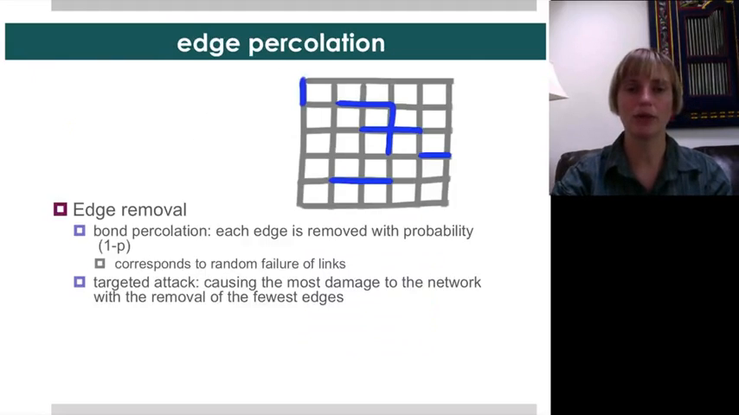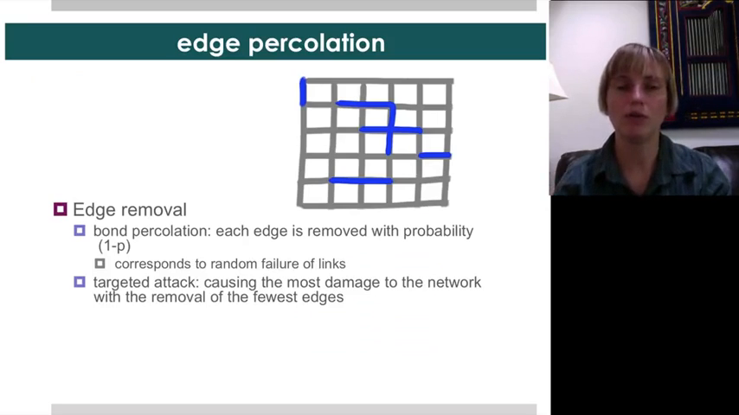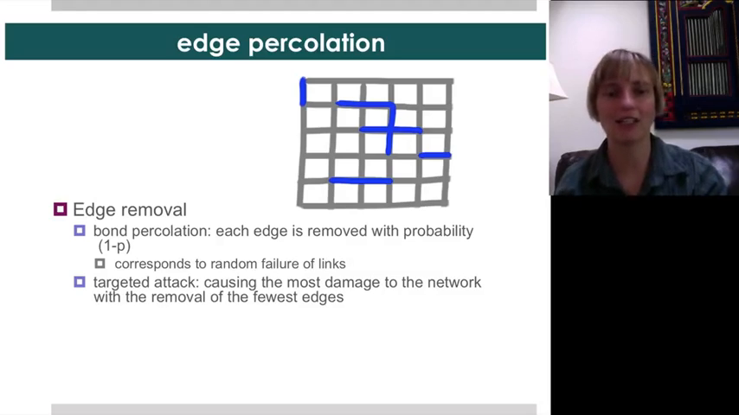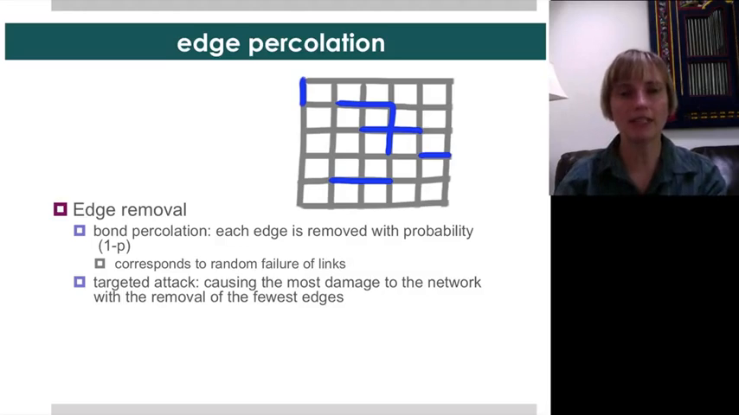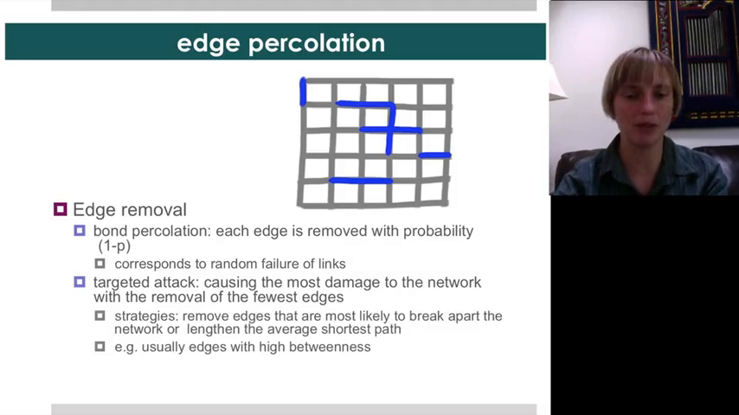So first, edge percolation, we're going to remove each edge with probability 1 minus p, meaning that each edge is there actually with probability p, and this just corresponds to the random failure of links. And if we want to target the attack, we're going to ask which links should we remove such that we have to do the fewest removals and inflict the most damage in terms of how much the giant component shrinks and what the average shortest path is within the component.